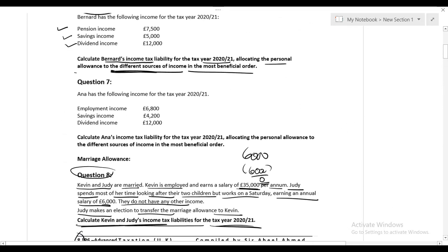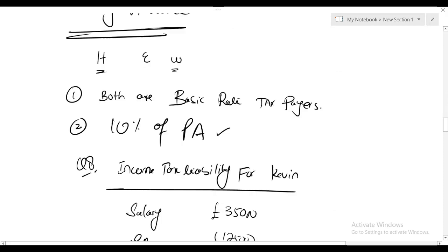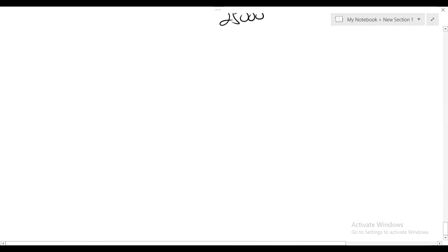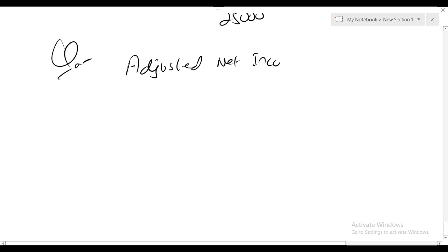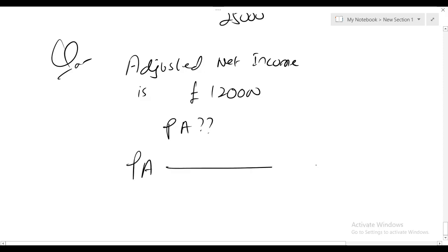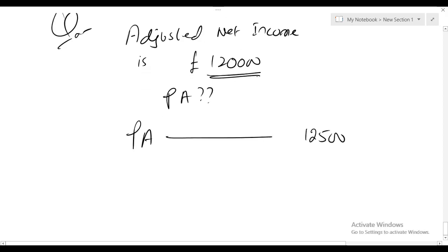Let's see a question. Do we have a question? Right now we don't have a question. Let me give you a question. For example, if I tell you that adjusted net income is 1,20,000, then what would be the personal allowance? It's very easy to calculate. Let me first write personal allowance 12,500. Then directly I have been given adjusted net income 1,20,000.